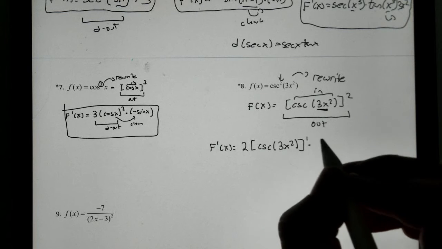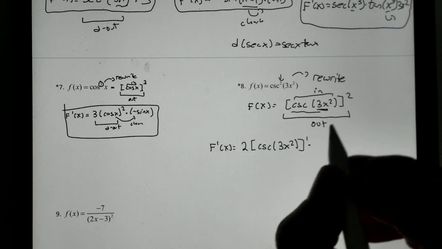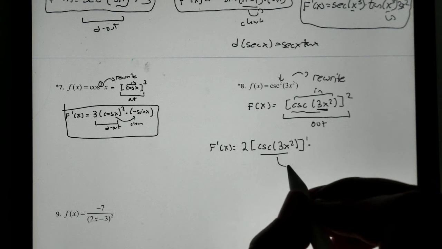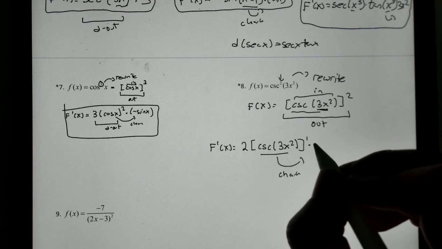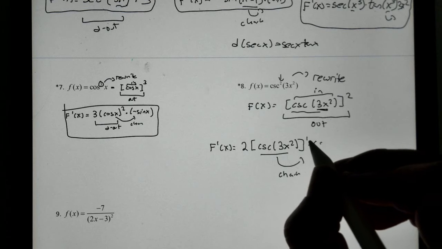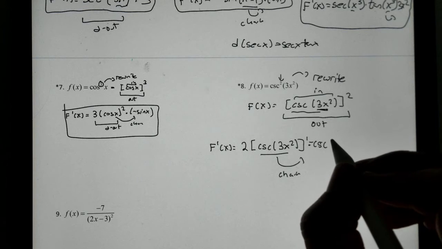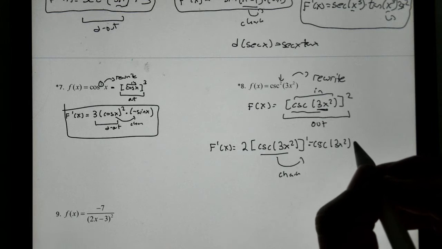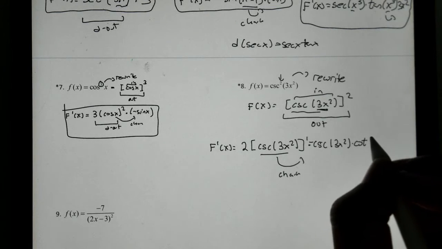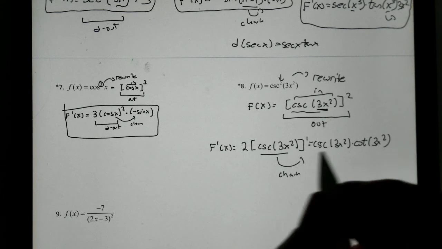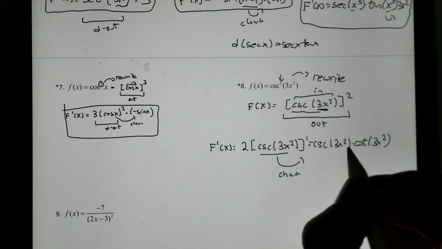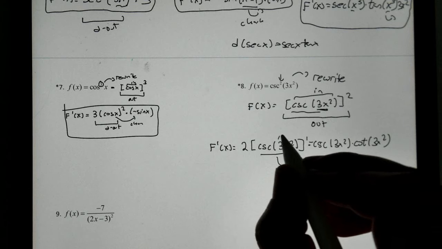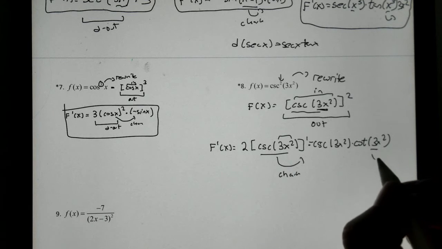When we do the derivative of the inside, that's this cosecant. So when I take the derivative of this inside, now we're looking at our chain rule. This becomes negative cosecant 3x squared times cotangent 3x squared. Remember, the derivative of cosecant is negative cosecant cotangent. But I'm not done because I still have this other inside. So I'm going to do my chain rule again.